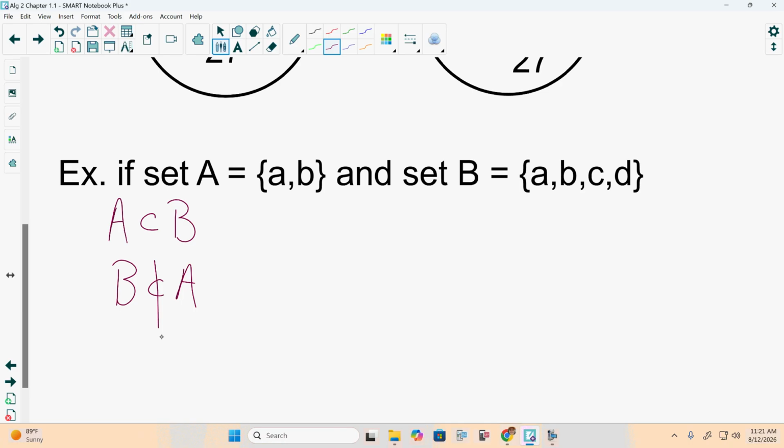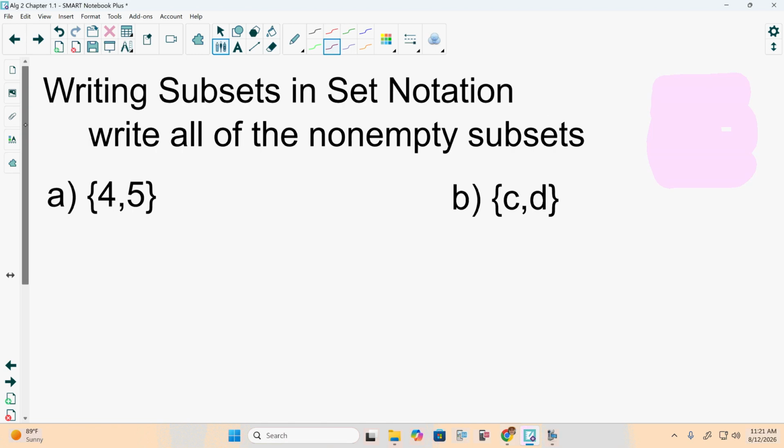All right, let's make some. We're going to make some subsets. Now, we're writing subsets in set notation, our brackets. Write all non-empty subsets. Why would they say that? So let's actually, you do not have to write this. I would not write this.